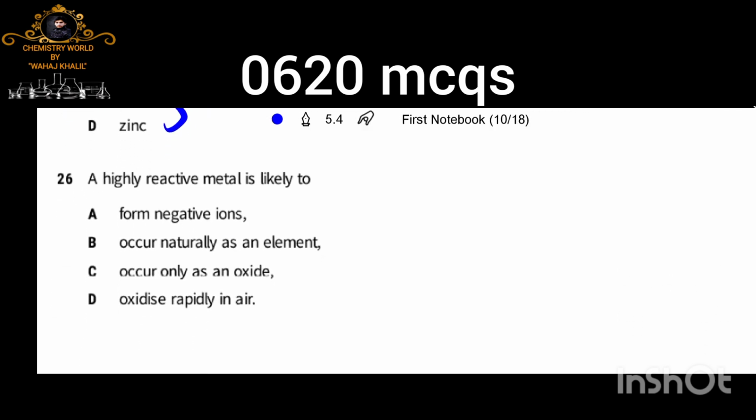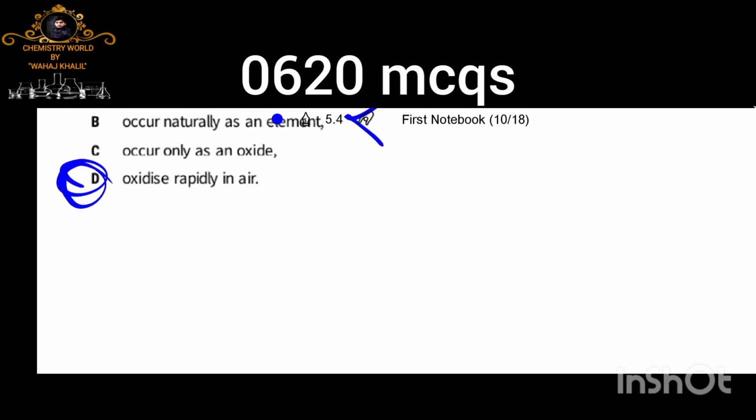The highly reactive metal is likely to form a positive ion. This may occur naturally as an element, or it can occur only as an oxide. If a metal is very reactive, it oxidizes rapidly in air. So option D is the right option.